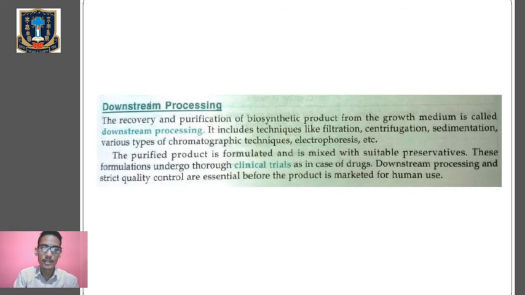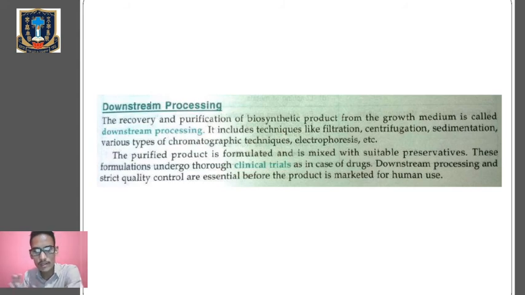Now the next topic is downstream processing. Because we have created the product in a larger amount by using the bioreactors, after creating the product, we have to go through downstream processing. The recovery and purification of a biosynthetic product from the growth medium is called downstream processing. So once the product has been produced with the help of recombinant technology in a stirred tank bioreactor, then we have to go for its recovery, and then we have to purify it. This process of recovery of the product followed by its purification is known as downstream processing.